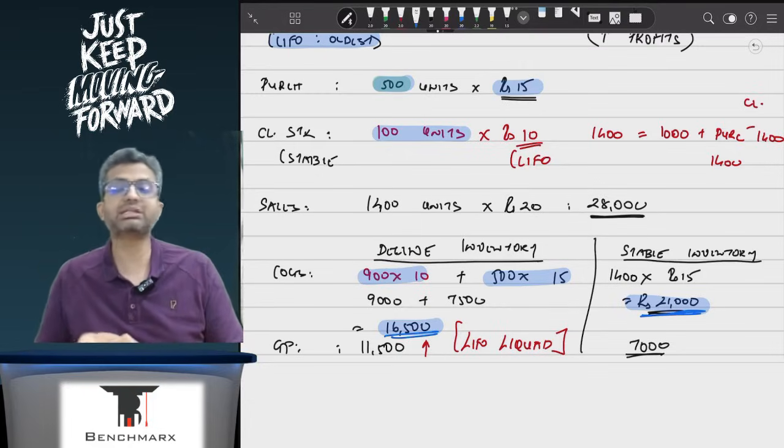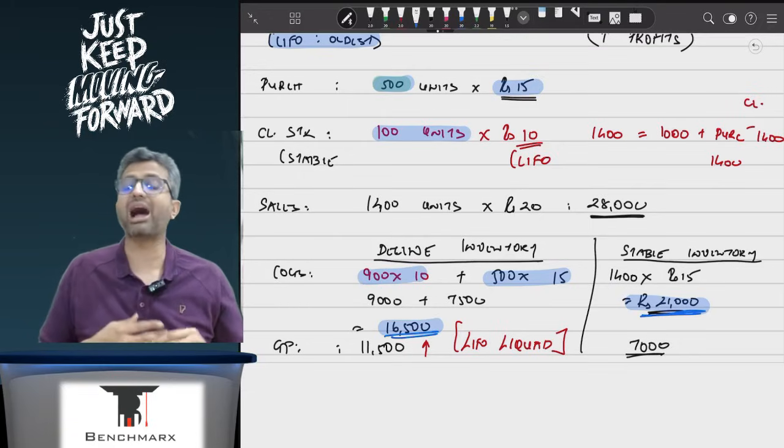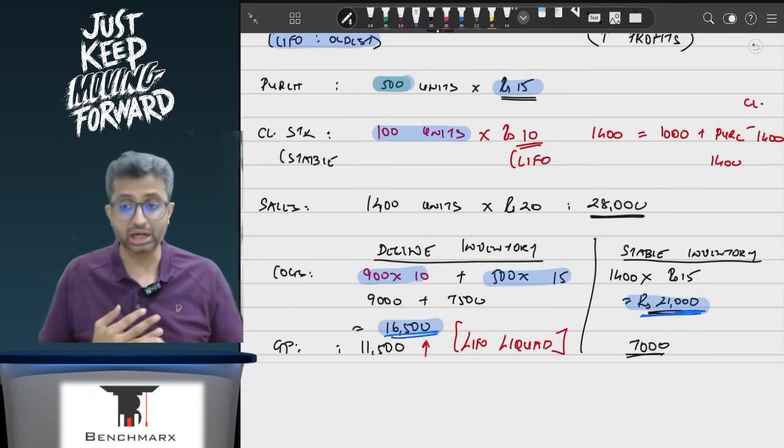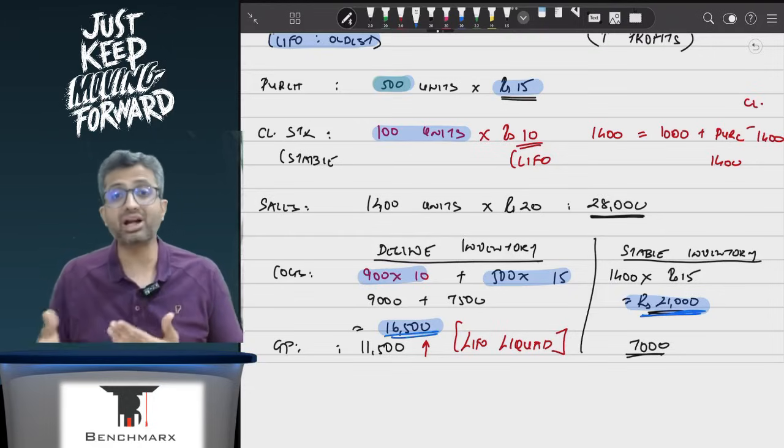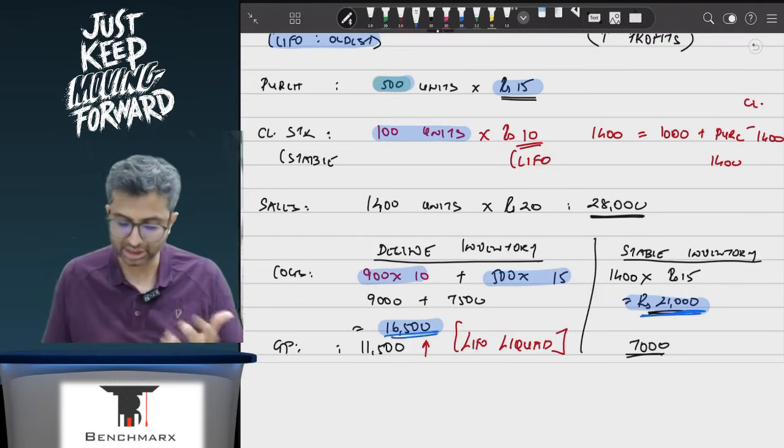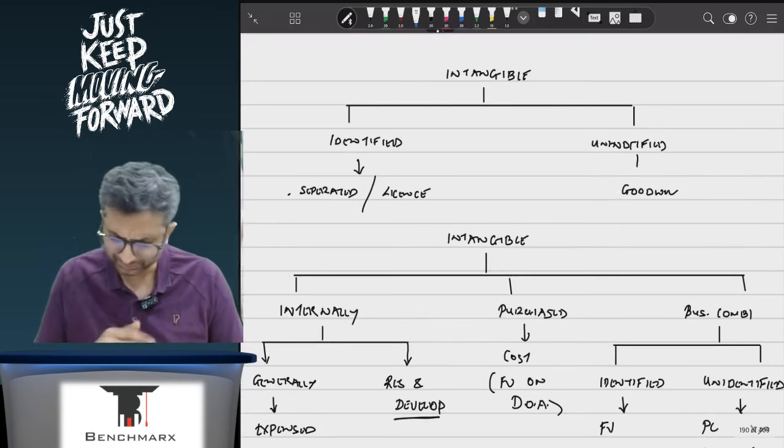And hence, this is sometimes used to see whether this increase in profit in the current year is due to, let us say, you ending up liquidating your LIFO stock. So this is called the effect of LIFO liquidation.